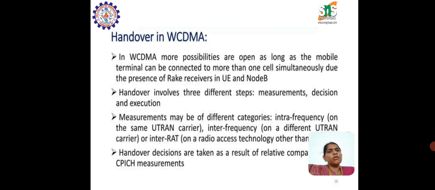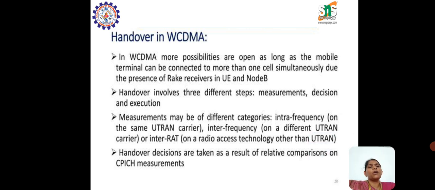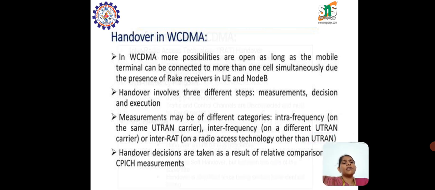So handover in WCDMA. In WCDMA, more possibilities are open as long as the mobile terminals can be connected to more than one cell simultaneously. So handover involves three different steps: measurement, decision and execution. Measurement may be of different categories, that is intra-frequency, inter-frequency and inter-RAT, that is radio access technology. Handover decisions are taken as a result of relative comparison of CPICH measurements.